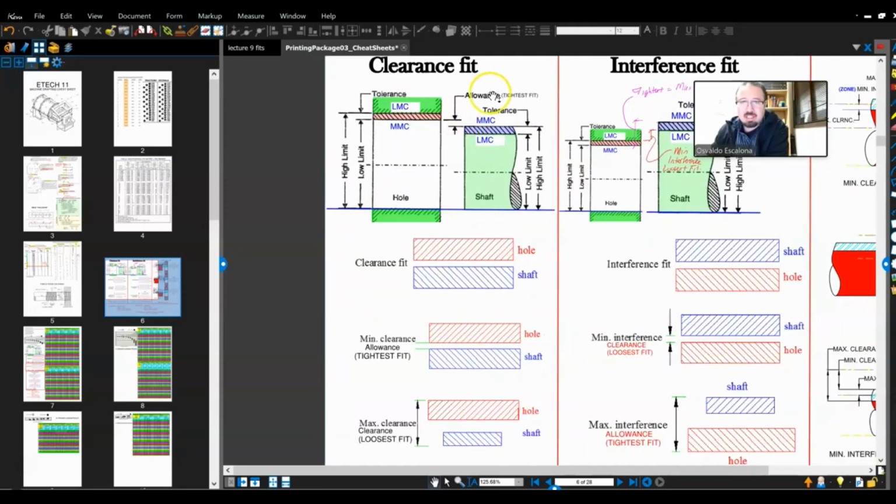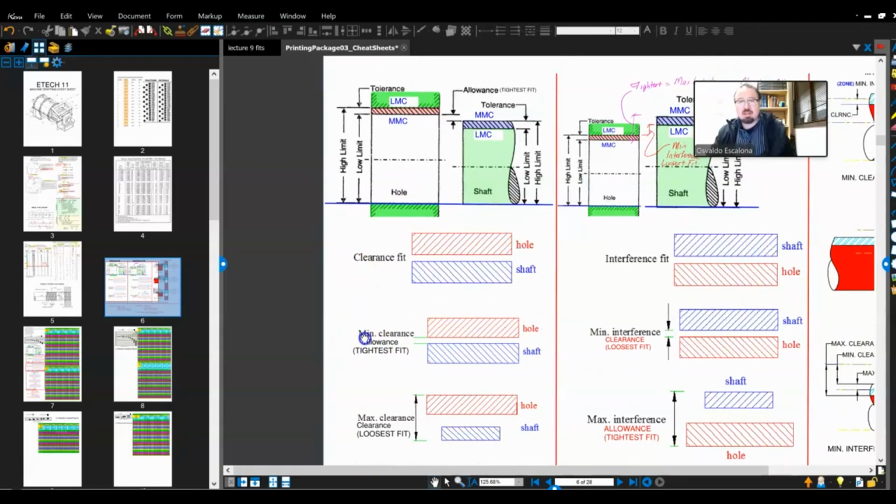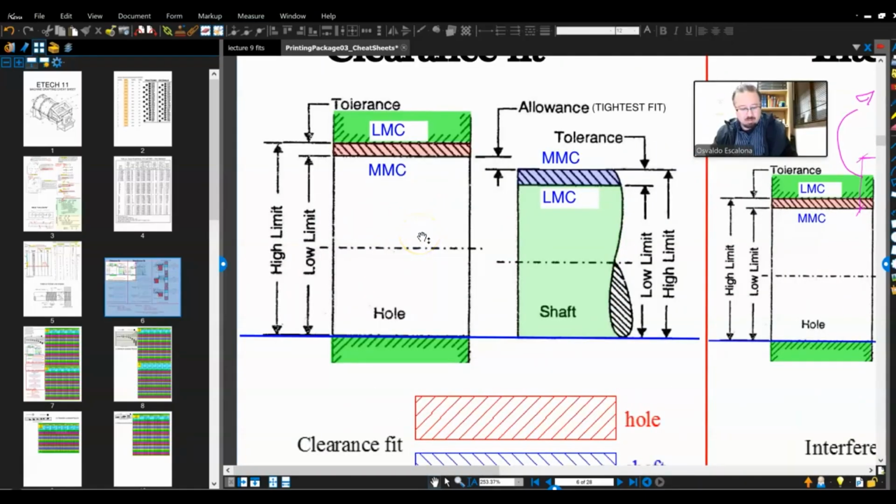So what is the tightest fit? What we call the allowance. This is what you guys see here, allowance. What is the maximum clearance? Well, the maximum clearance is when I'm looking at the best mating condition, which would be when my shaft is the smallest and my hole is the biggest, right? Because I will have the best mating condition.